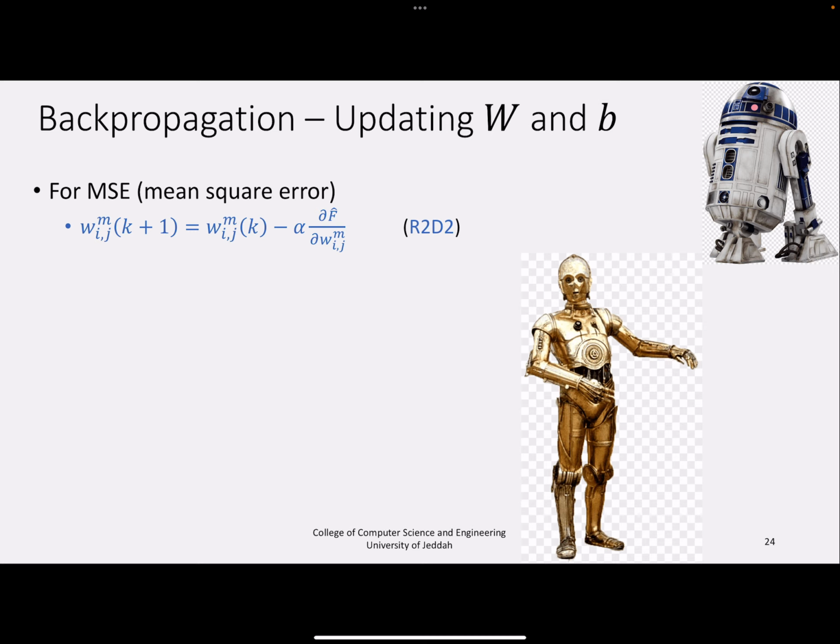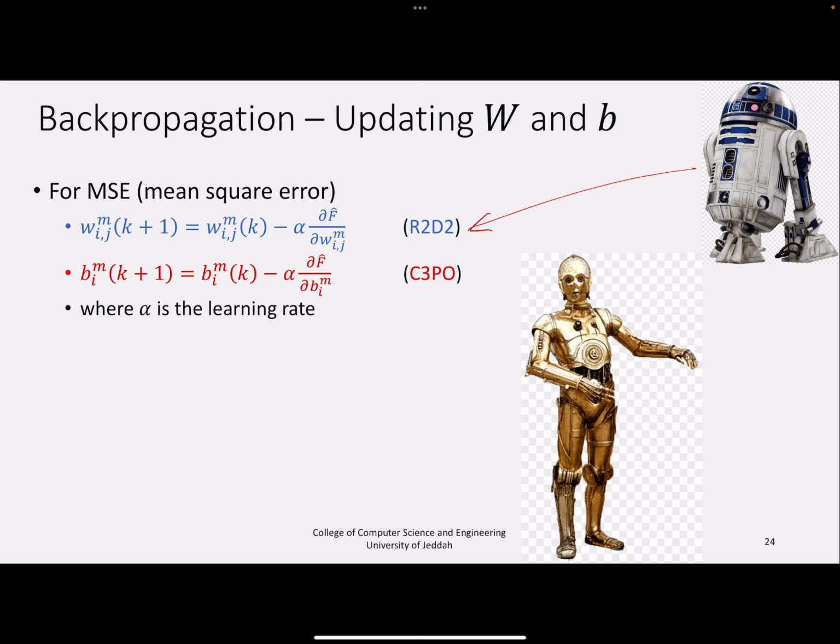That's this blue function that you see over here. And instead of giving them boring names like equation 1 and equation 2, I'm just going to call this one R2D2. And then we have another equation that explains how to update the bias values in the bias vectors of each layer. And I'm going to call that equation C3PO. Alpha is, of course, the learning rate.